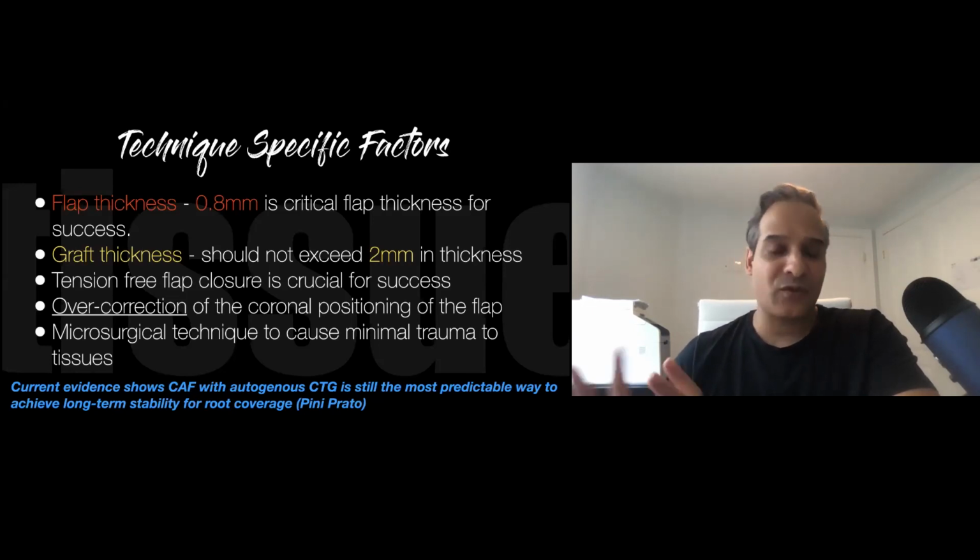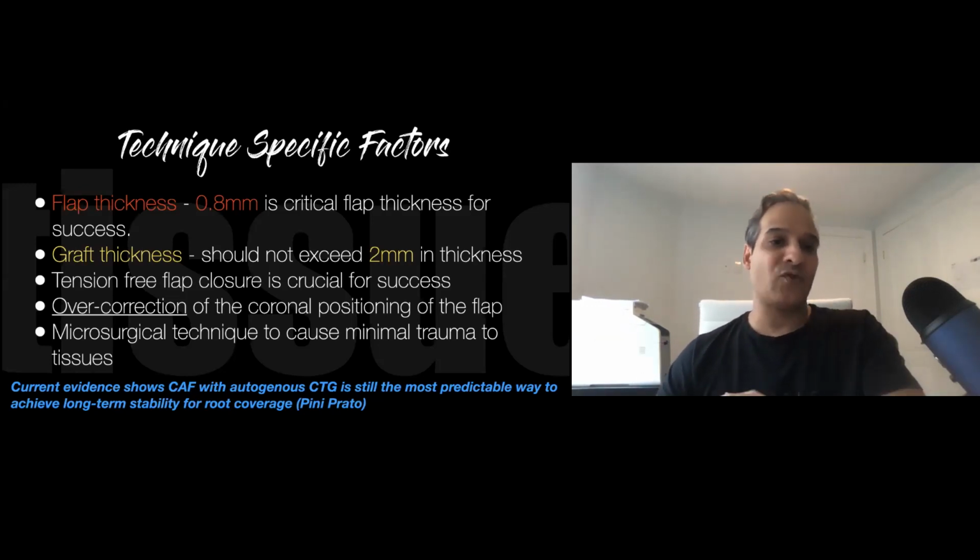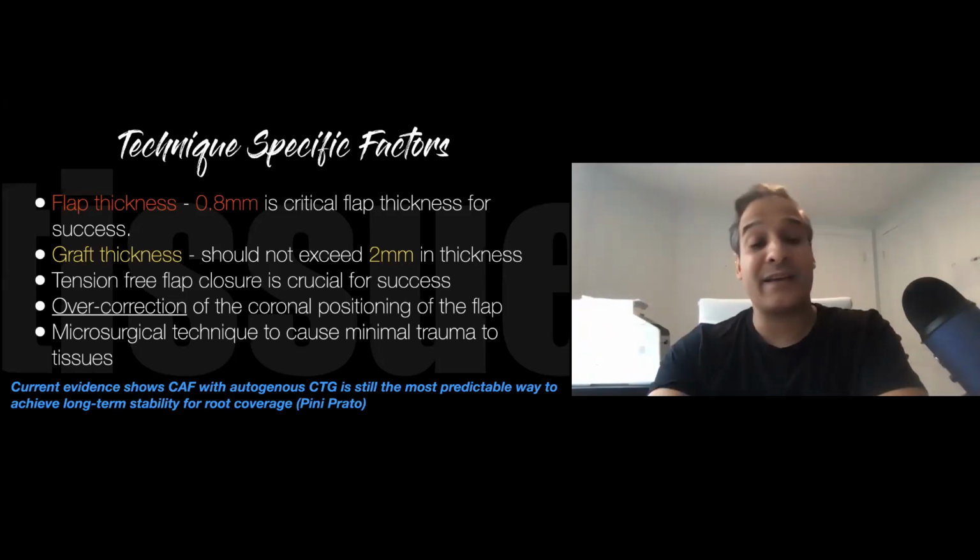I usually make sure that when we do this, we overcorrect to the level of where we want, meaning that I usually try to go about 1 millimeter or 2 past the CEJ for root coverage, because I know there's going to be a little bit of tension, some swelling. So as things expand and swell and then shrink back, we still make sure that it ends up at the right level. So I always try to overcorrect my root coverage if I can.